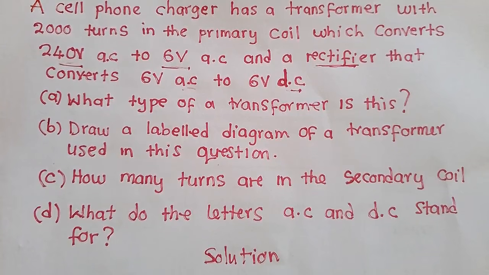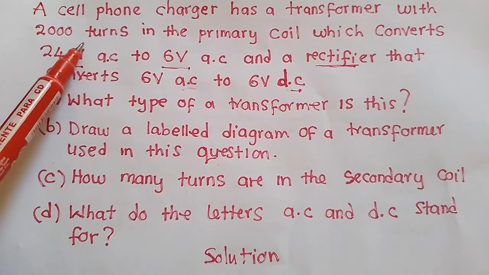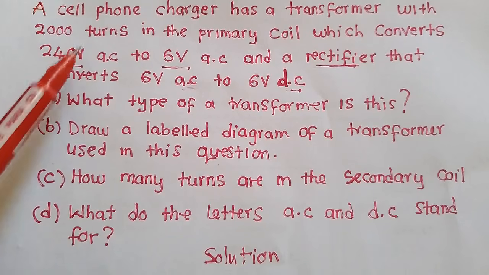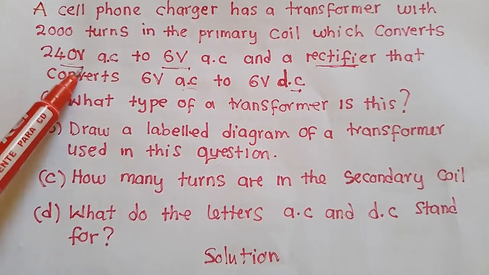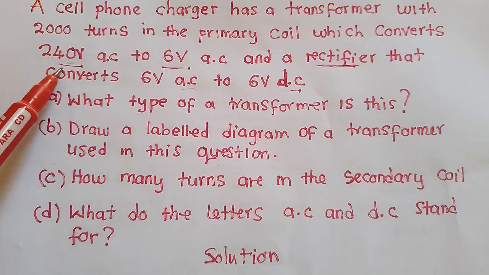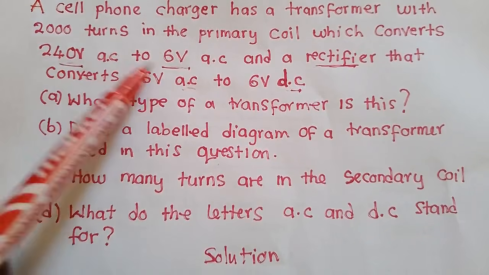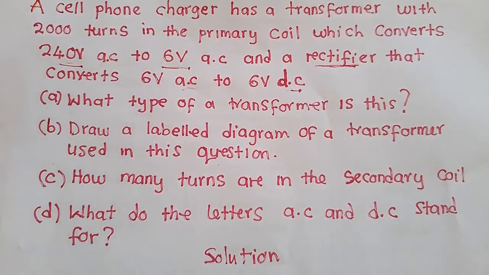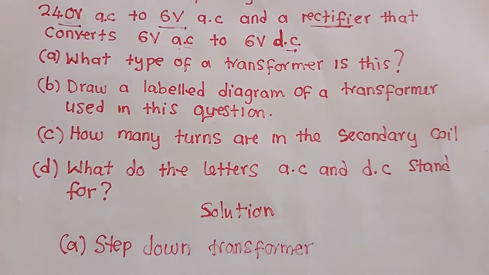The other thing is the number of turns. The number of turns in the primary is many, but in this case we are not given the number of turns in the secondary, so you cannot use it to determine, because you are not given the other side. But we will use the voltage which is given: from 240 volts to 6 volts, primary to secondary. So here you are able to tell that this is a step down transformer. So you've answered the first question.